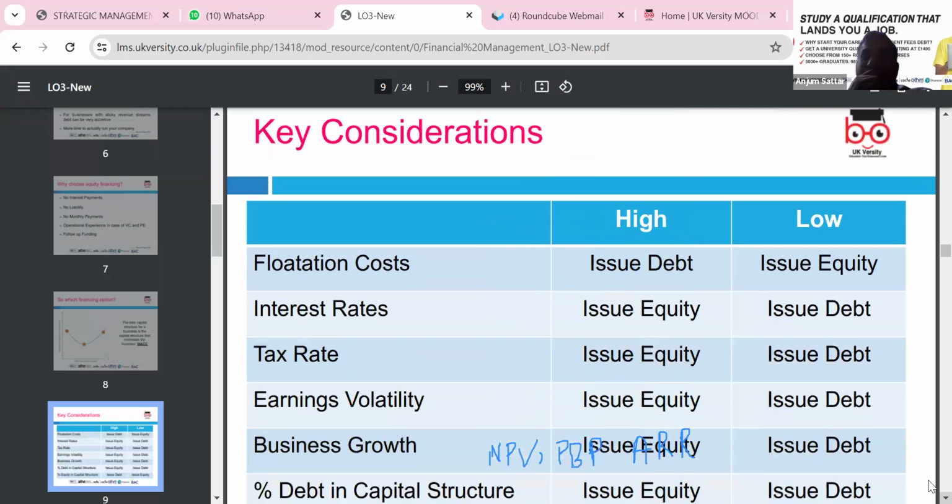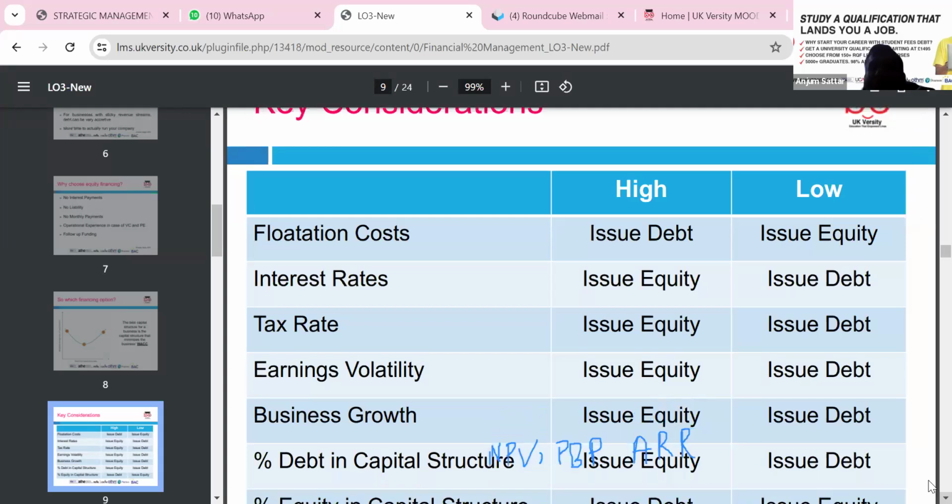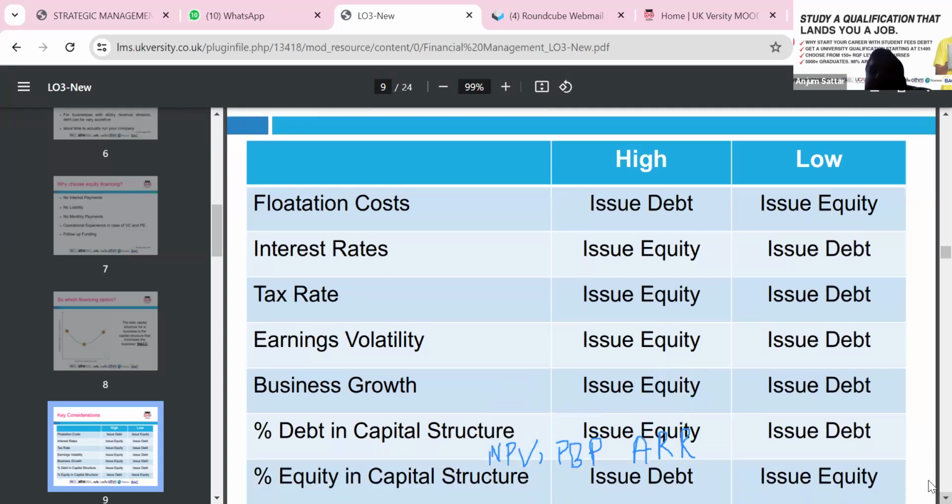So we have to look at key considerations, the flotation cost of issuing debt and issuing equity. Interest rate really matters. If the base interest rate is quite low, the cost of debt can be lower, so issue debt. If the interest rate is high, issue equity. Tax rate: if the tax rate is high, issue debt, and if low, issue equity. We can also look at earnings volatility, how volatile the market is: if high, issue equity.